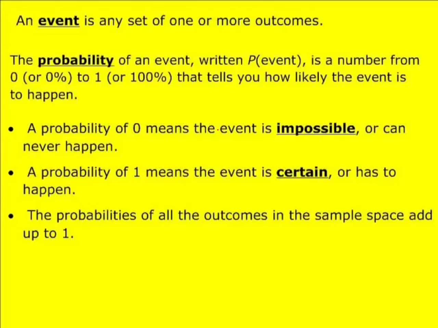And then the probability of all the outcomes in the sample space add up to 1. Again, if you're looking at the different colored marbles, if you found the probability of the blue, the red, and the yellow, and that's all the colors that were in the jar, then each individual probability for the different colors would have to add up to 100%.